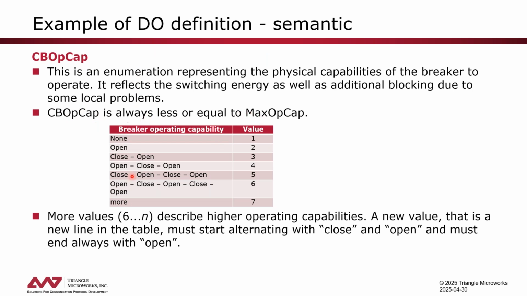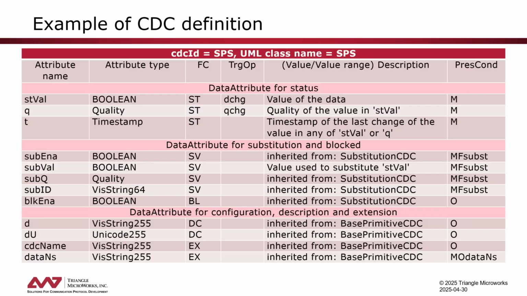Again, if it's an enumeration, we provide the enumeration information. Like this is the operating capability of the breaker. If the value is 1, that means it cannot operate anymore. The mechanical energy is empty, and so we have the different values here. Common data class is the same.